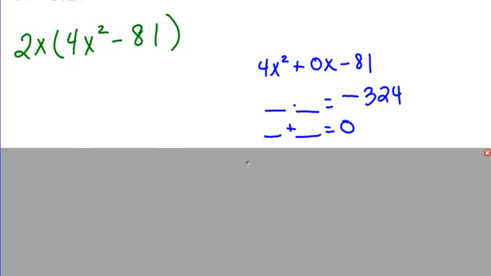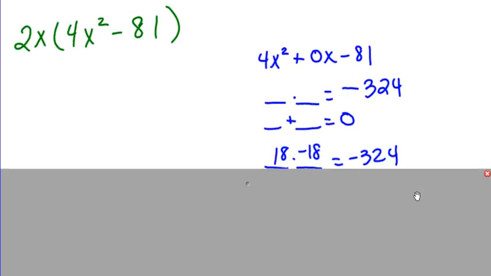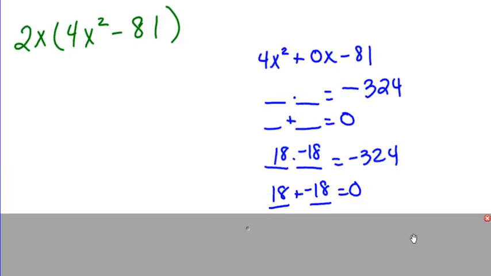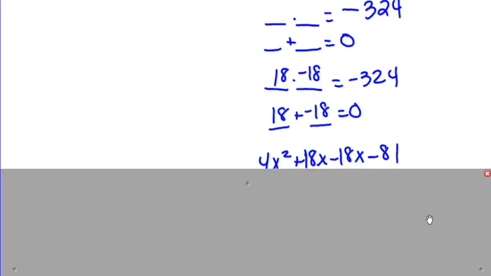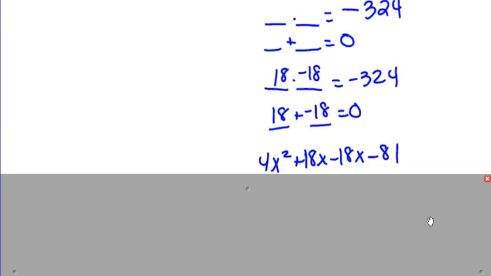So thinking about those combinations, we could use 18 and negative 18. We can rewrite the polynomial with 4 terms using those. So we would have 4x squared plus 18x minus 18x minus 81. Again, with 4 terms, you would like to look at them in pairs and see what's the most you can divide out from each pair.